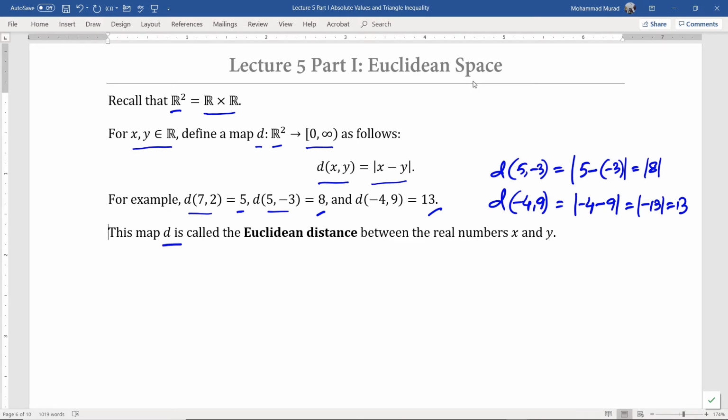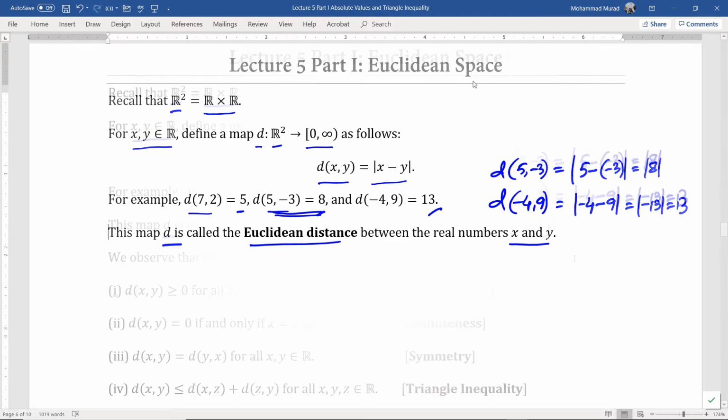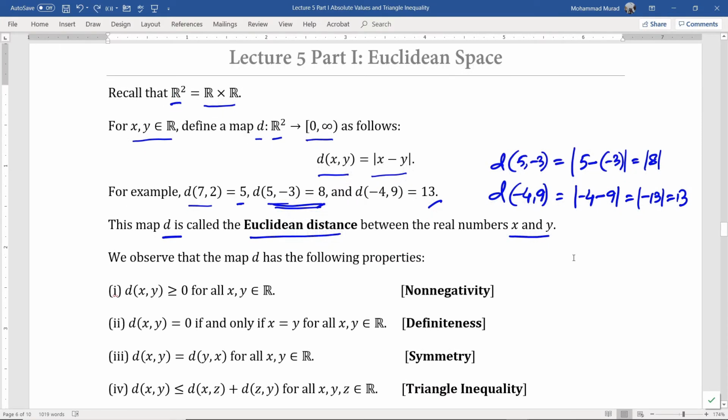This map D is called the Euclidean distance between the real numbers x and y. For example, the distance between the real numbers 5 and negative 3 is positive 8 on the real number line. We observe that the map D has the following properties.